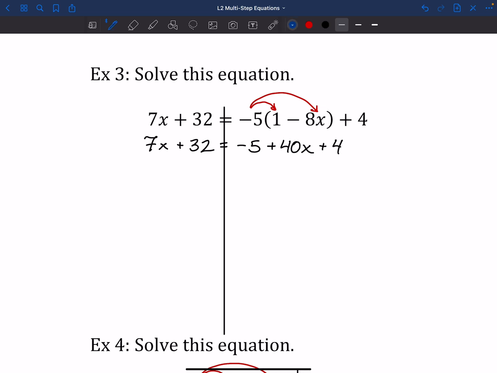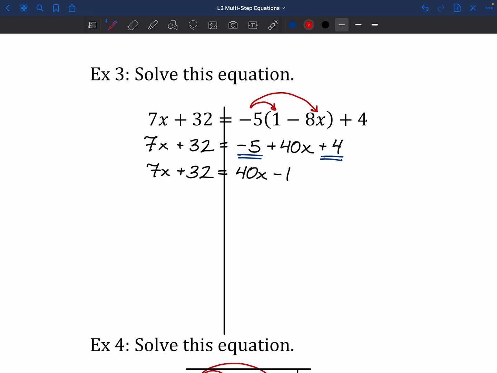After we distribute, now I'm going to check for like terms. What I'm noticing is that over on the right-hand side, I've got those two numbers that I can just squish together, right? They're on the same side of the equal sign, so I'm just going to combine them. So again, that 7x plus 32 is still coming down with us. We haven't done anything to it yet. On the right-hand side, I'm going to have that 40x, and then negative 5 plus 4 brings me to negative 1. So just tack that on. Now it becomes more like those first couple we took a look at.